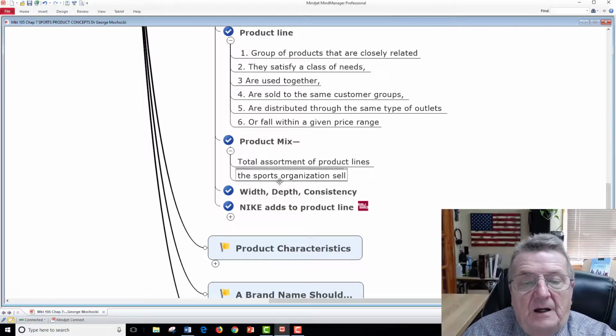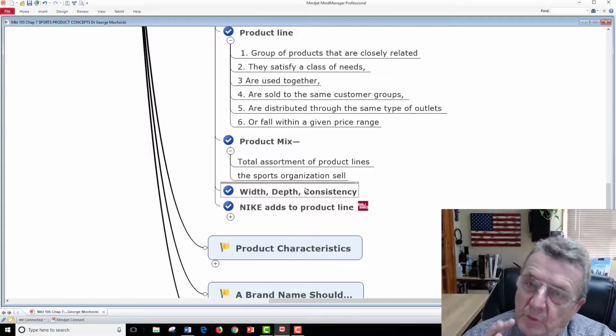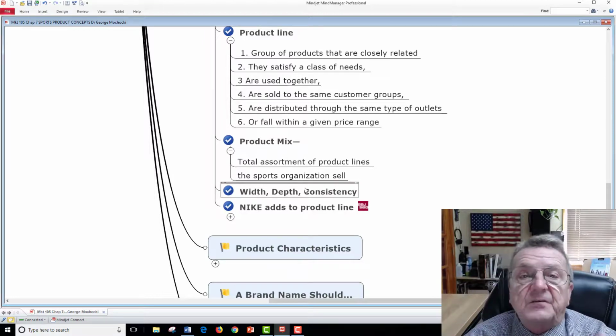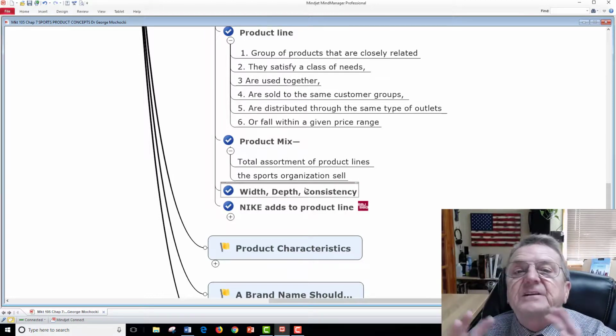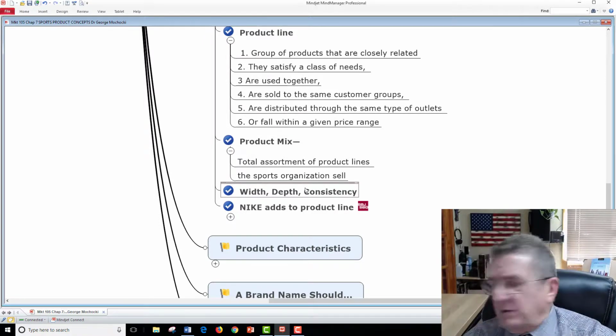Okay. Now, when you look at the width and depth, consistency, do I have enough of the right color? Do I have enough of the right size of the shirts? And do I have enough of a selection? And that depends on the demographic, geographic area, excuse me, that you're located in.